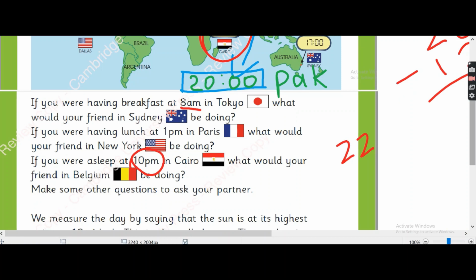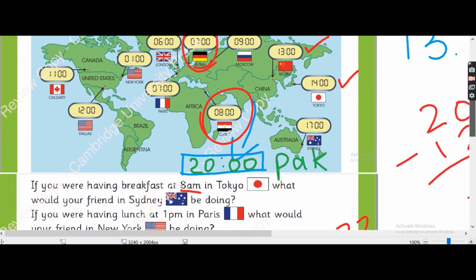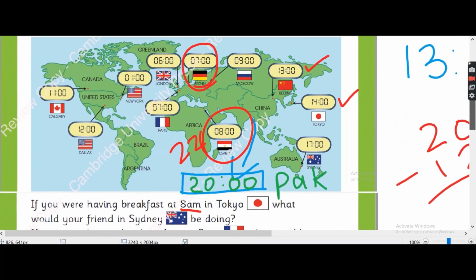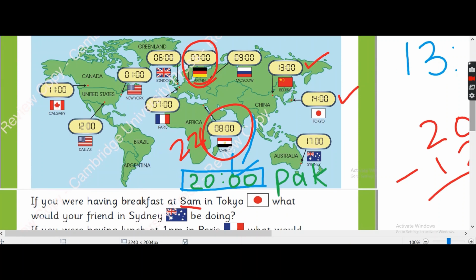If you were asleep at 22, right here 22, what would be the time in Belgium? First, we will see what the time difference is between Belgium and Cairo. It is only 1 hour. Belgium is only 1 hour behind. So here it will be 21 o'clock.